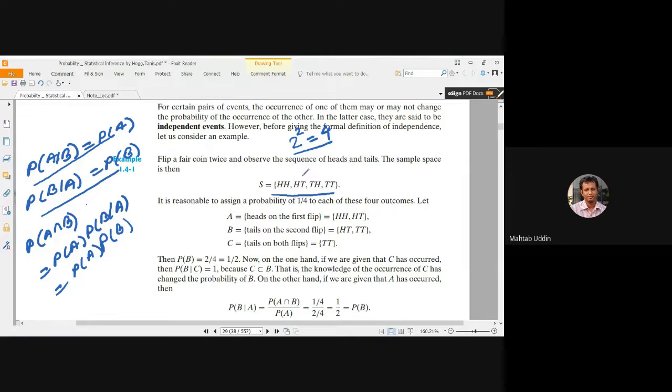One of the students asked me whether he may use the tree in this case. Yes, you can. You can show the tree, or you can write this directly. It's your choice. Okay.